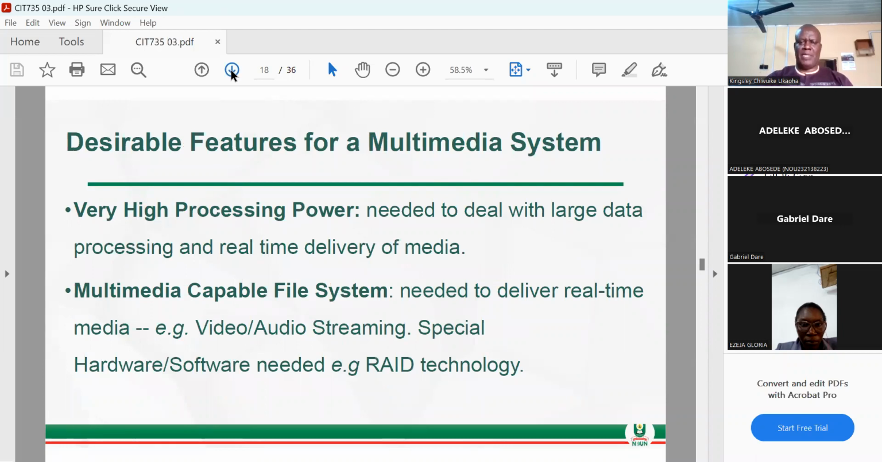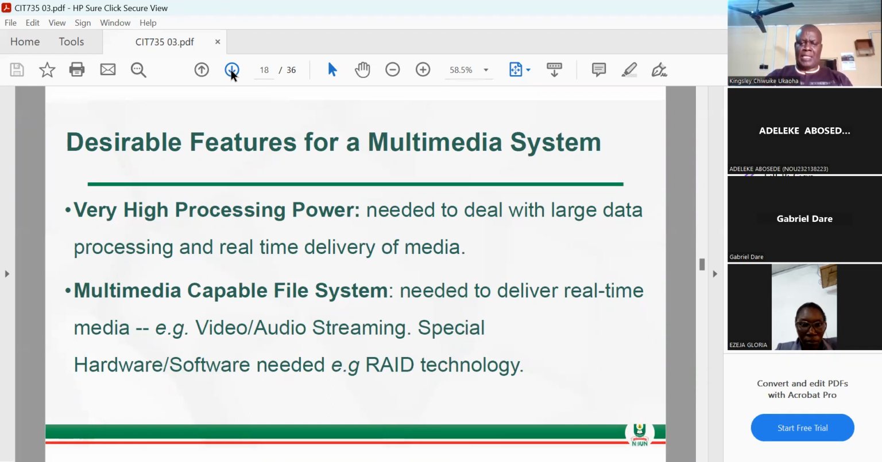Desirable features for a multimedia system. For every multimedia system you want to work with, it must have the following features. Number 1, very high processing power. Because the data you are processing will be very large, if you are using a computer to carry out multimedia processing, it means the processing power of that computer needs to be very, very high. Meaning my processor needs to be fast. My RAM also needs to be large so that I don't clog my memory with irrelevant files that will slow down the system. So each time I'm delivering the lecture, everything will be moving on fast.